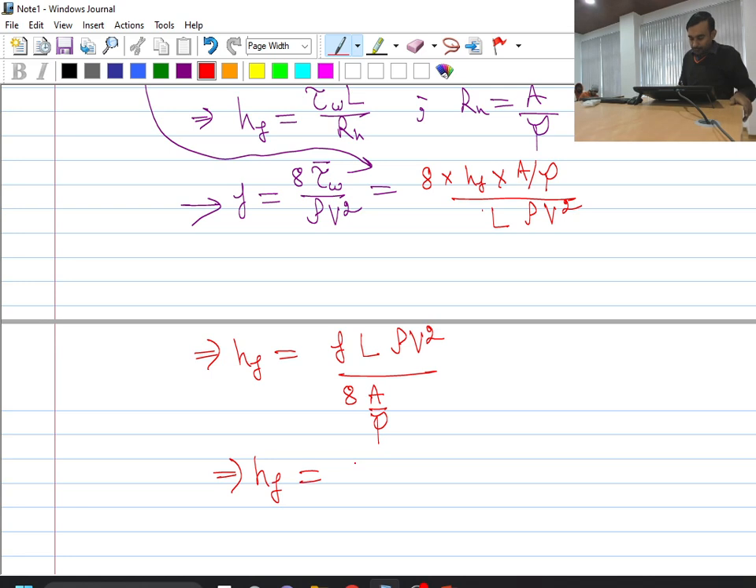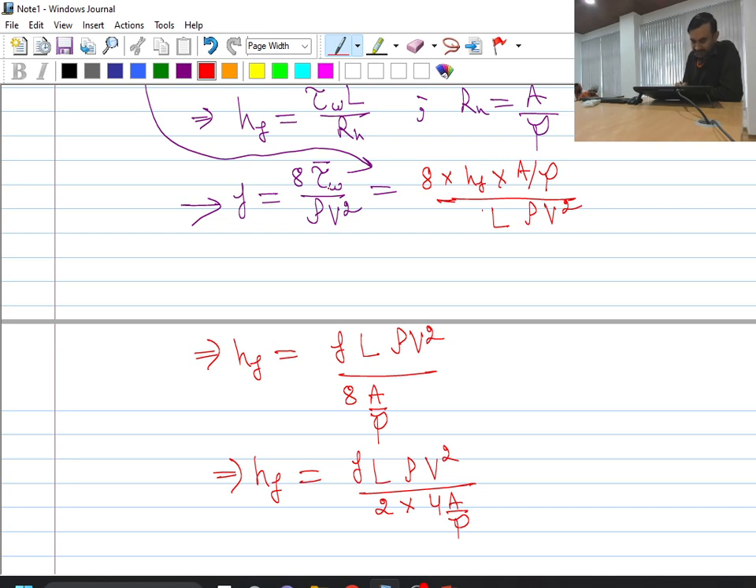Now what I can do is write this as f L rho V square by, in place of 8, 2 times, because I want to make an analogy to that of a circular duct. So I can write it as 2 into 4A by P. Is this point clear? Somewhere I think I must have one rho g term in the denominator.